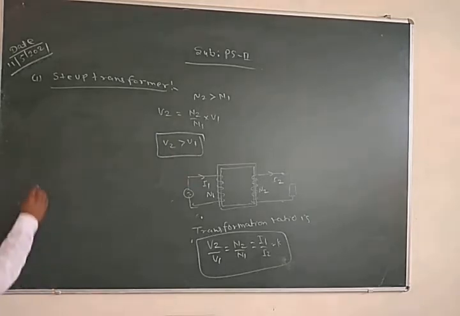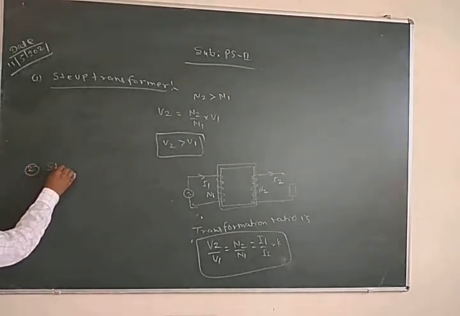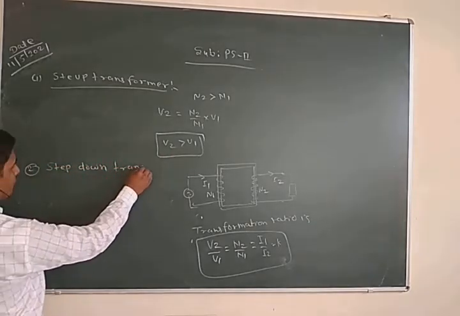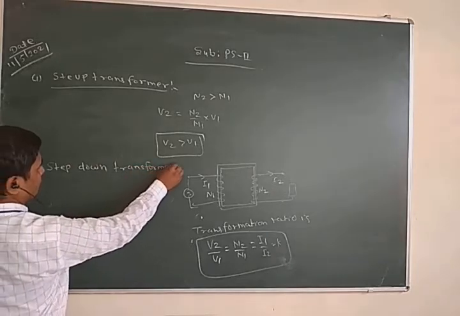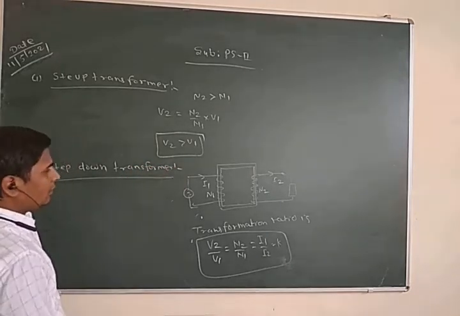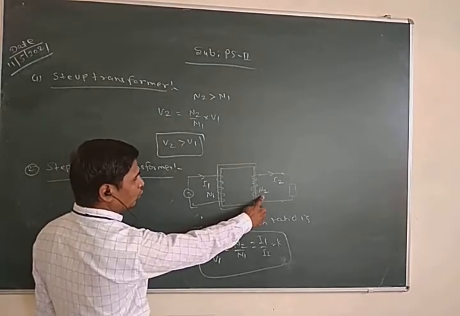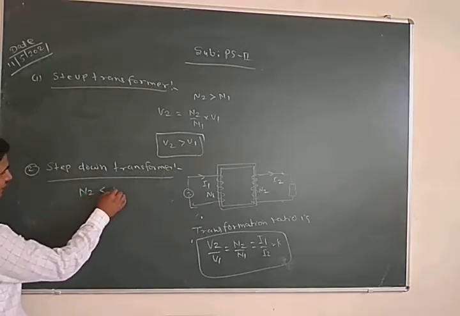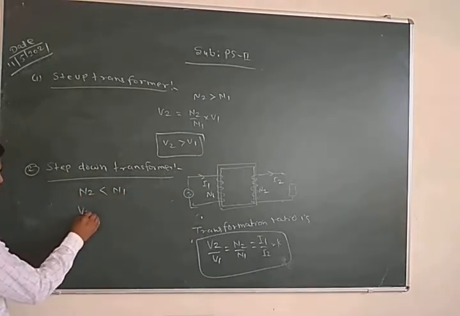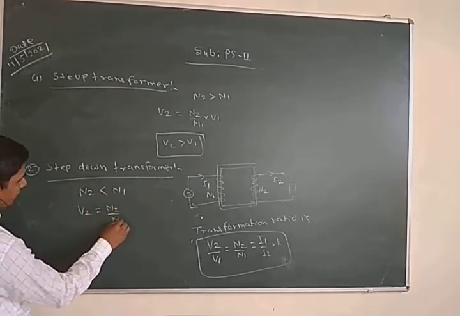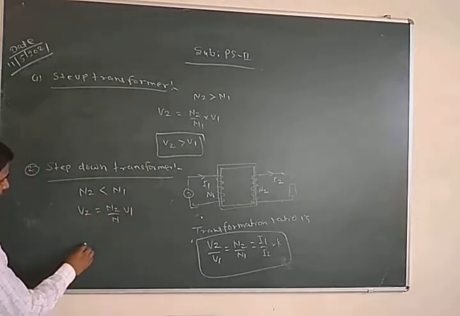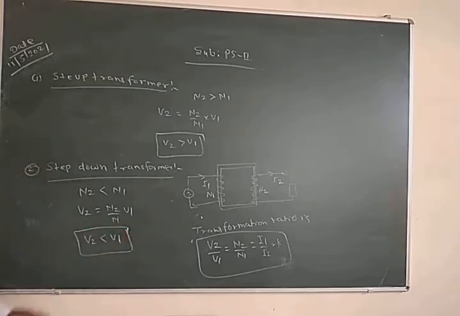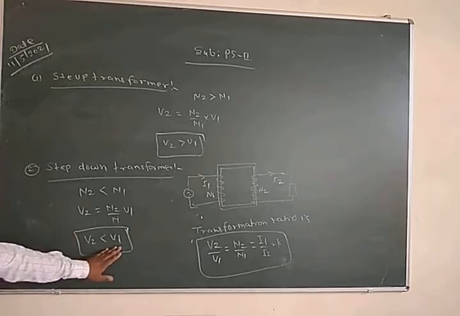Second is the step-down transformer. In a step-down transformer, the number of turns in the secondary winding N2 is less than N1, meaning N2 is less than N1. So V2 = (N2/N1) × V1, or we can say V2 is less than V1. So a step-down transformer is used to reduce the voltage.